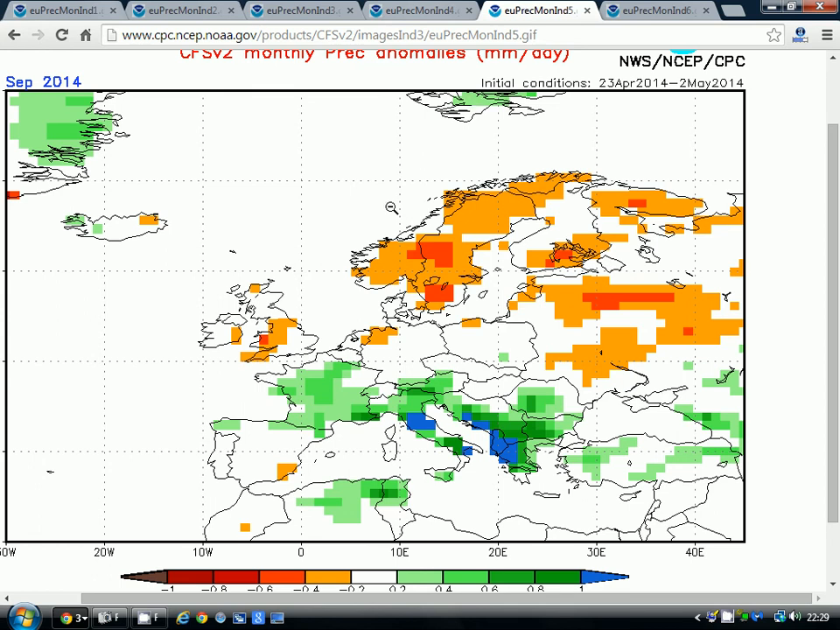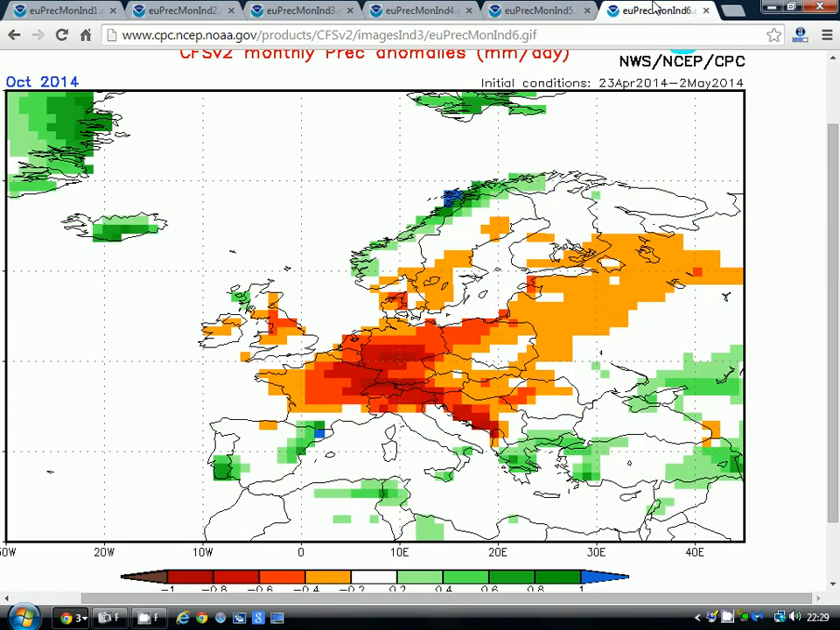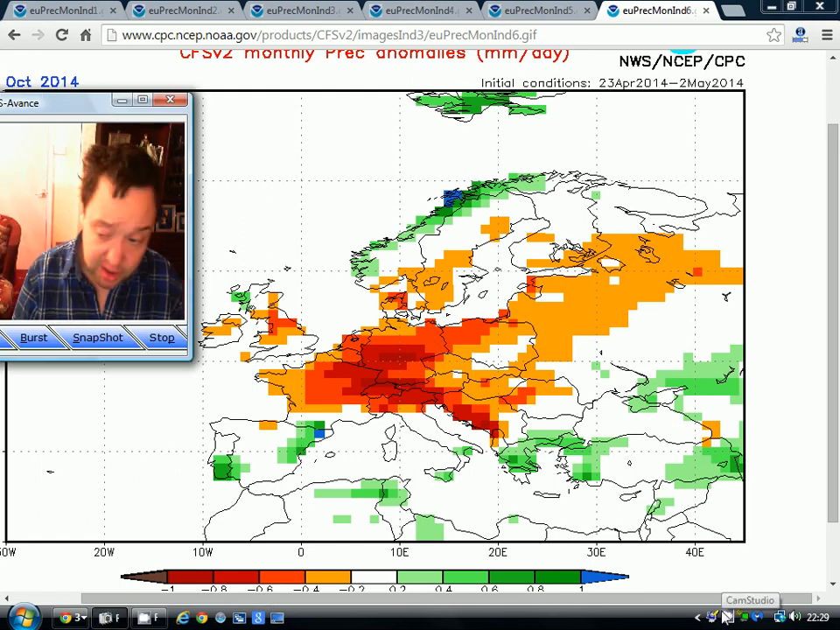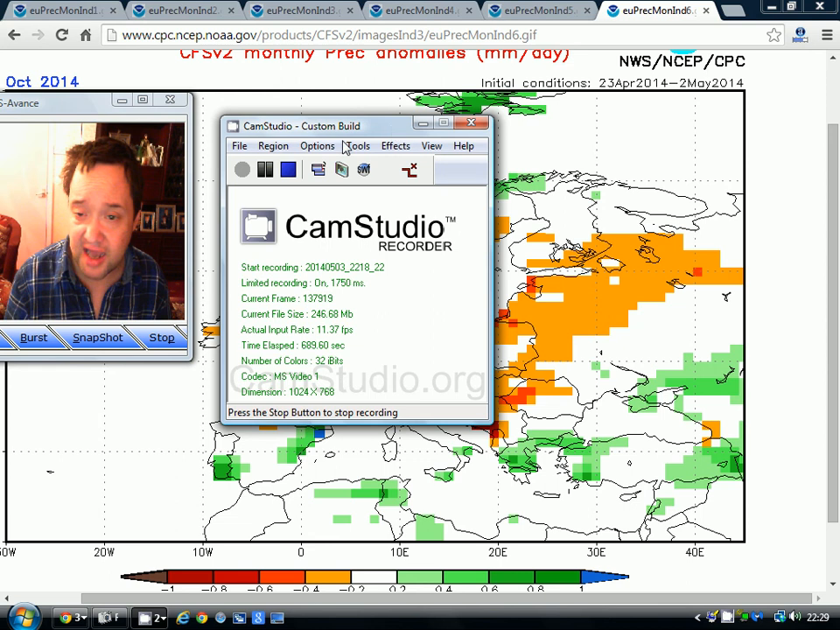Anyway, things do dry out, that ridge of high pressure building over Scandinavia, and that dry signal then intensifies as we go through to October. Very, very dry there for most of Europe. The British Isles is included in that, with a big area of high pressure over Scandinavia blocking the Atlantic winds. So that's how it's looking on this month's 6 months look ahead.